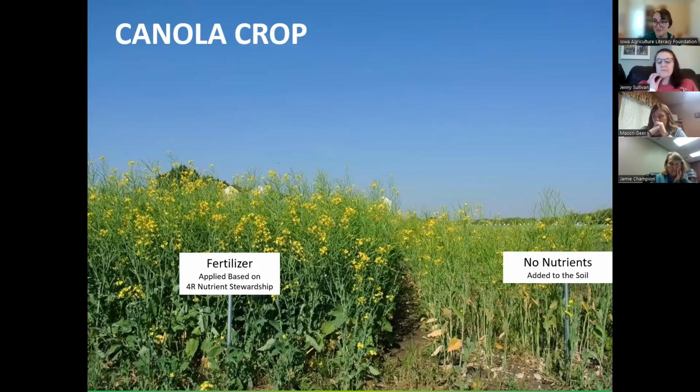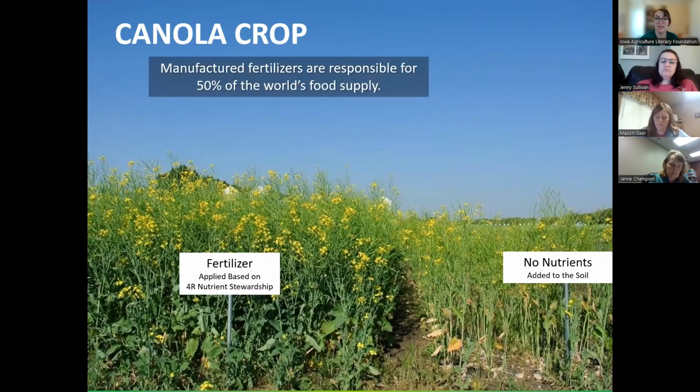So here's a visual. Hopefully you don't see things like this in the wild too much, but what do you notice? What are the differences between the one that had fertilizer and the one that didn't? It's taller, it's greener, it looks more lush. Yeah, it's fuller. I'd say it's even blooming more than the one with no nutrients added. Yeah, I think you're right.